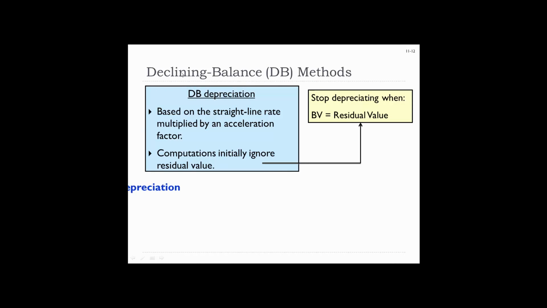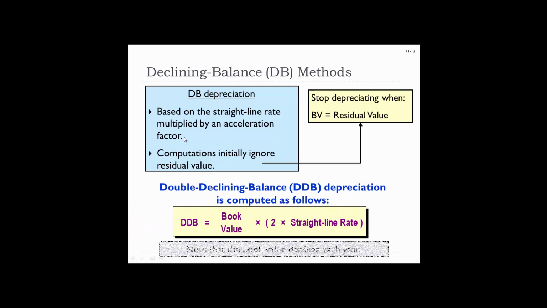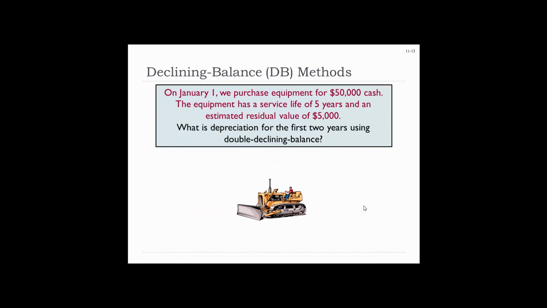Declining balance is based on the straight line rate multiplied by an accelerated factor. Computations initially ignore residual value. Stop depreciating when book value equals residual value. Double declining balance, DDB, is book value times 2 times straight line. Note that the book value declines each year.